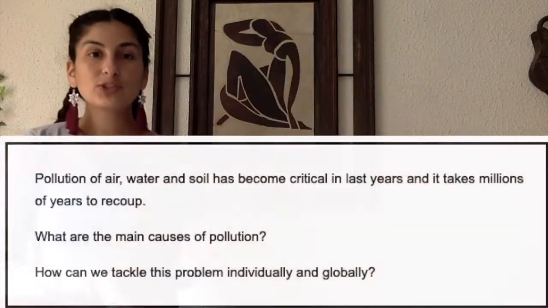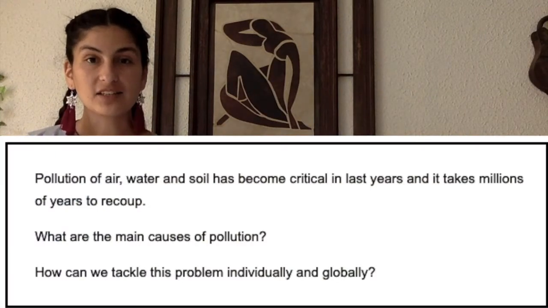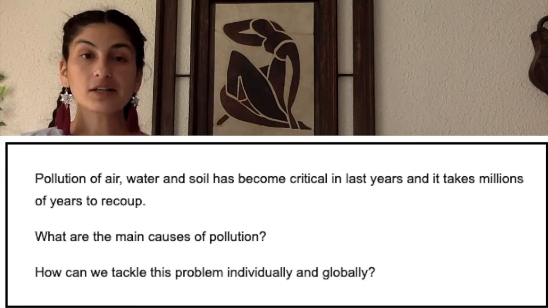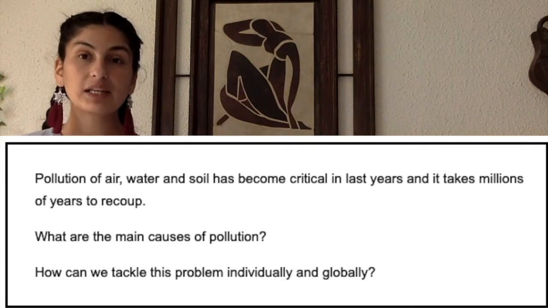The second option is: pollution of air, water, and soil has become critical in last years, and it takes millions of years to recoup. What are the main causes of pollution, and how can we tackle this problem individually and globally? So if you choose this option, you need to include an introduction. The first body paragraph will be about the causes of pollution. The second body paragraph will be about how we can tackle this problem individually and globally, and then a conclusion.